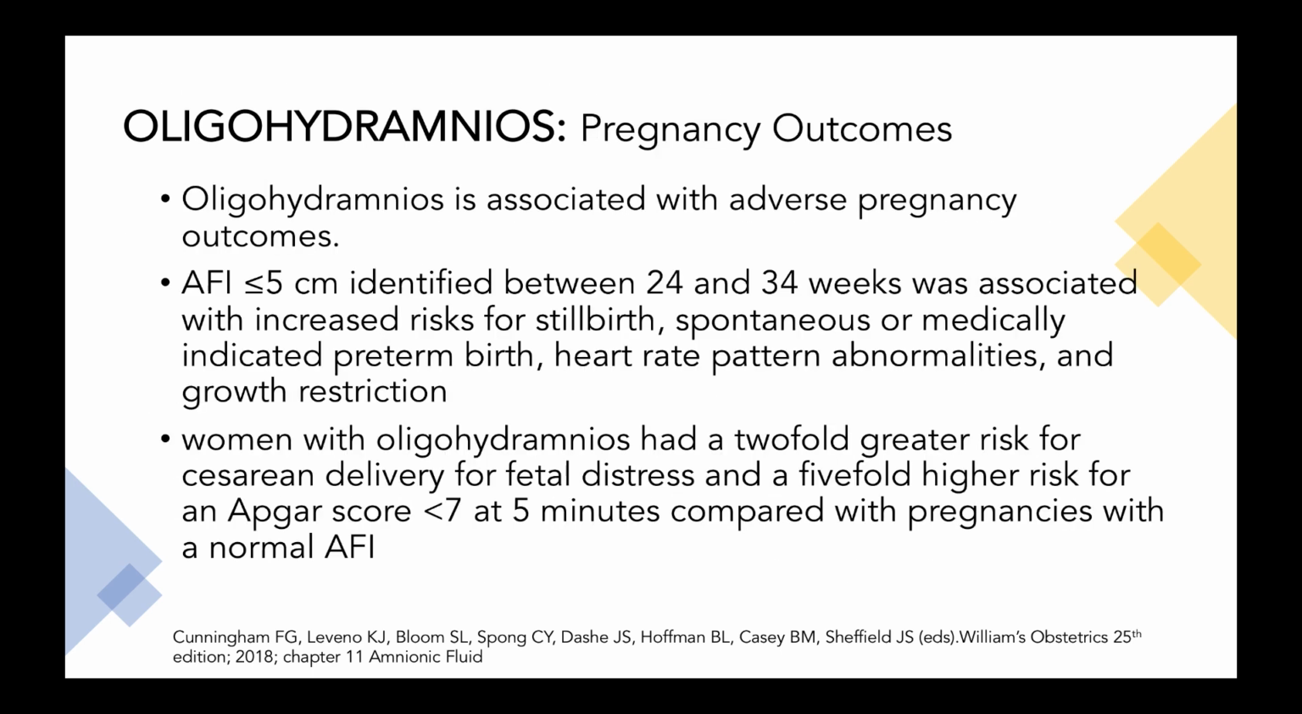What are the pregnancy outcomes for oligohydramnios? While oligohydramnios is associated with adverse pregnancy outcomes, an AFI of less than 5 or oligohydramnios identified between 24 and 34 weeks AOG is associated with increased risk for stillbirth, spontaneous or medically indicated preterm birth, heart rate pattern abnormalities, and growth restriction. Women with oligohydramnios have a twofold greater risk for cesarean delivery for fetal distress and a fivefold higher risk for an APGAR score of less than 7 at 5 minutes compared with pregnancies with a normal AFI.